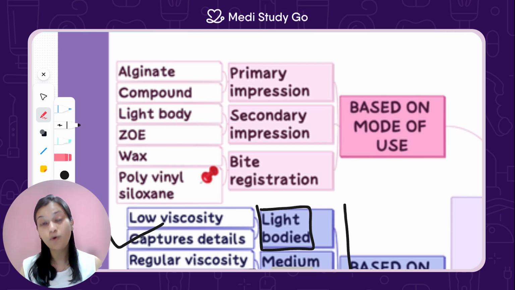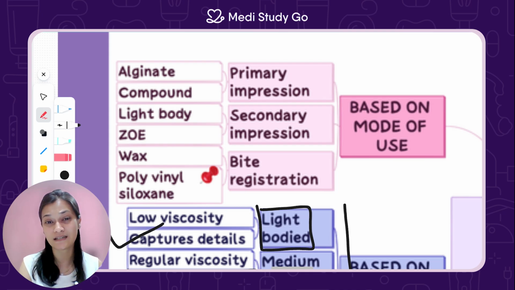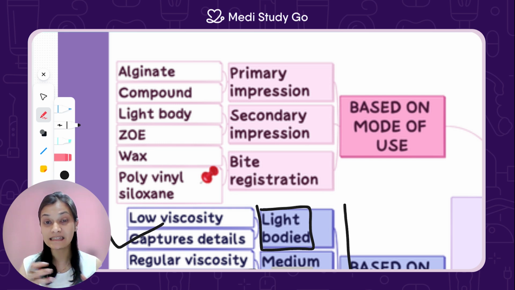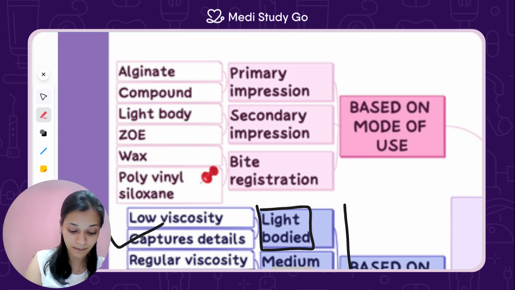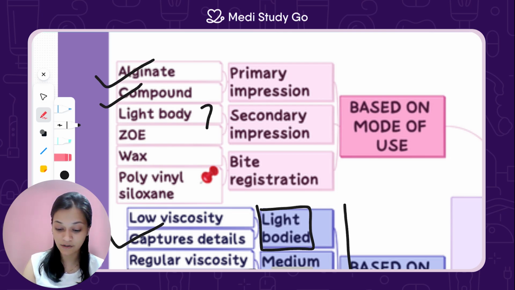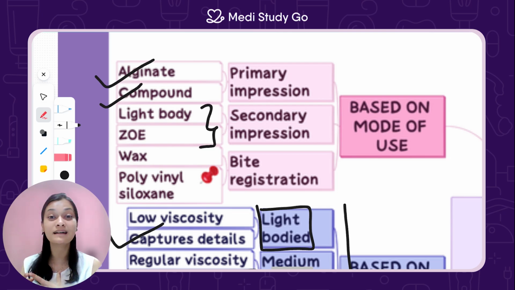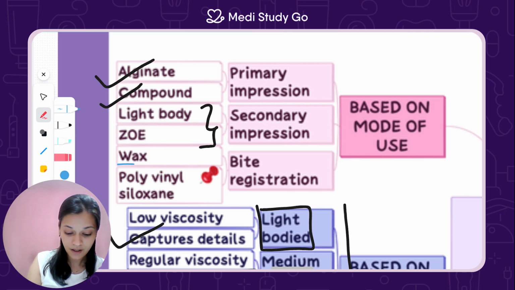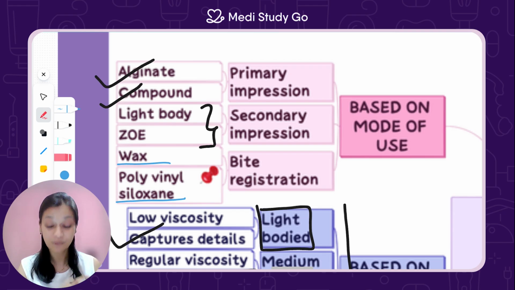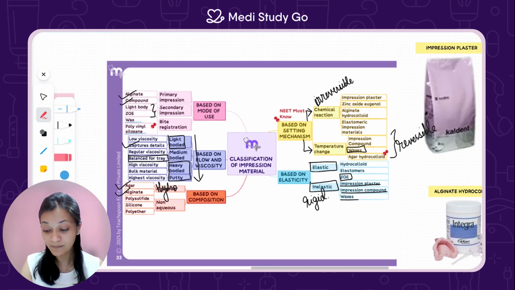Then moving on to the mode of use. So if it is a completely edentulous patient, I would want something as a diagnostic or primary cast. There would be secondary impression that also needs to be there and bite registration. So impression material, depending on uses, can be alginate and compound that is used for your primary impression, your light body and zinc oxide eugenol that is used to record the wash or the secondary impression, and waxes, silicone, all of these are used to record your bite. I hope you remember the bite registration that we had discussed in the previous lectures. So this was all about the classification.